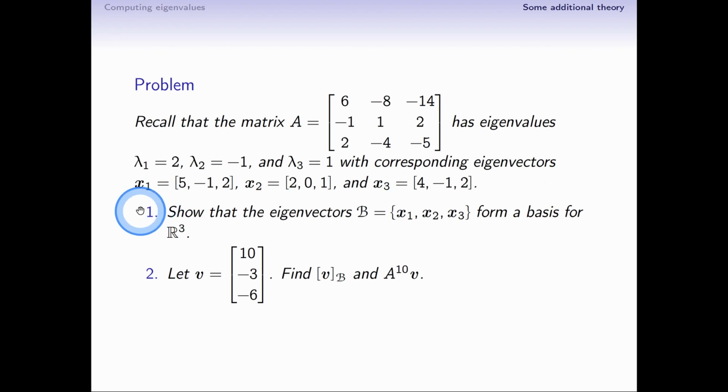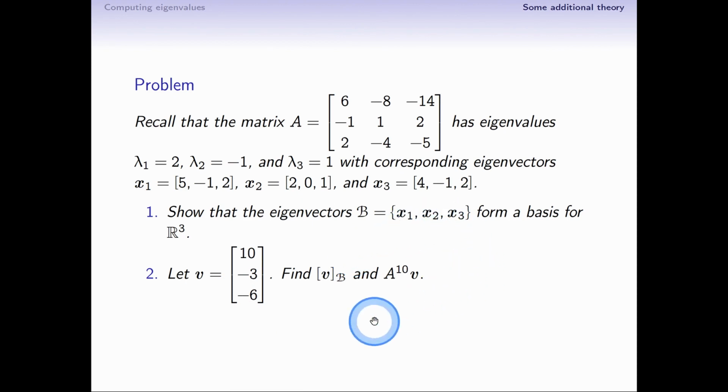Now, in part 1 of this problem, let's show that these eigenvectors, x1, x2, and x3, form a basis for R3. In part 2, let's take a vector v in R3, in this case consisting of components 10, -3, and -6, and let's express v in the coordinates given by the basis consisting of x1, x2, and x3.